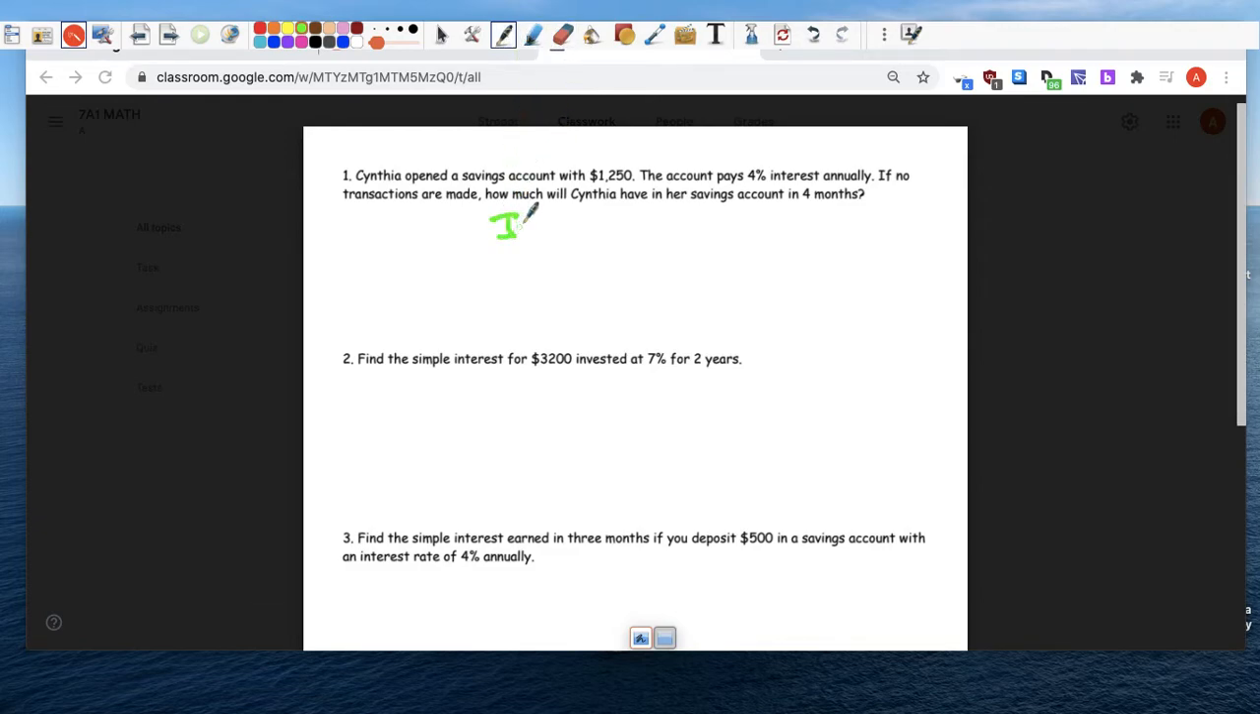So I equals PRT. So we want to know how much she's going to have in 4 months. Well, let's find how much she made. ¿Cuánto ganó ella en 4 meses? The principal, the money she depositó, is 1,250. The rate is 4%.